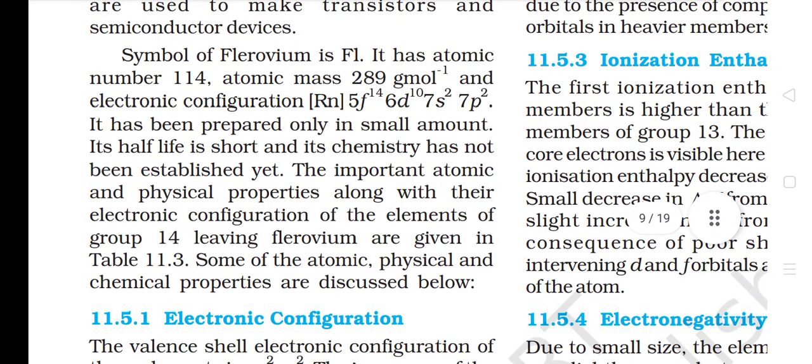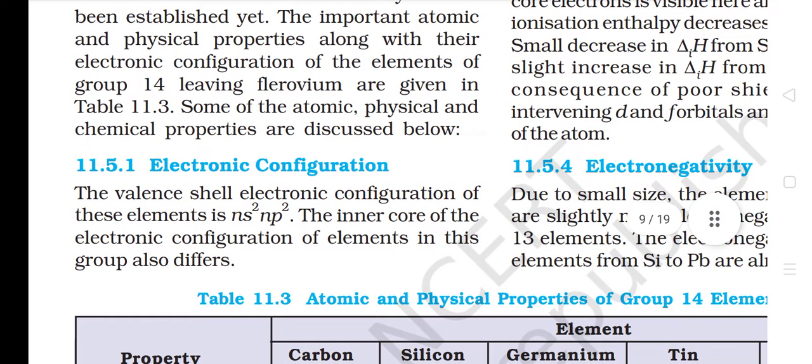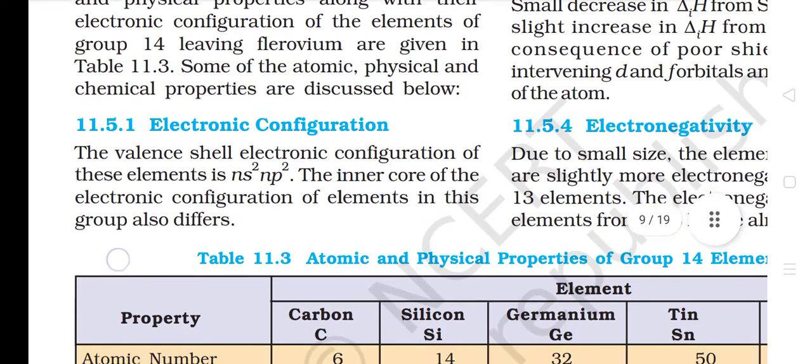Symbol of flerovium is Fl. It has atomic number 114, atomic mass 289 gram per mole and electronic configuration [Rn] 5f14 6d10 7s2 7p2. It has been prepared only in a small amount. Its half-life is short and its chemistry has not been established yet. The important atomic and physical properties along with their electronic configuration of the elements of group 14 excluding flerovium are given in table 11.3. Some of the atomic, physical and chemical properties are discussed below.